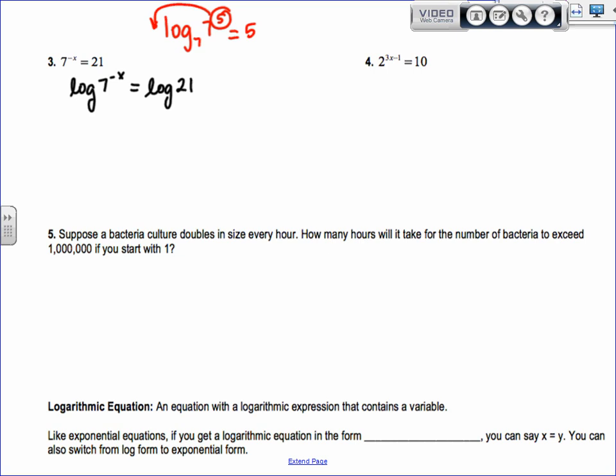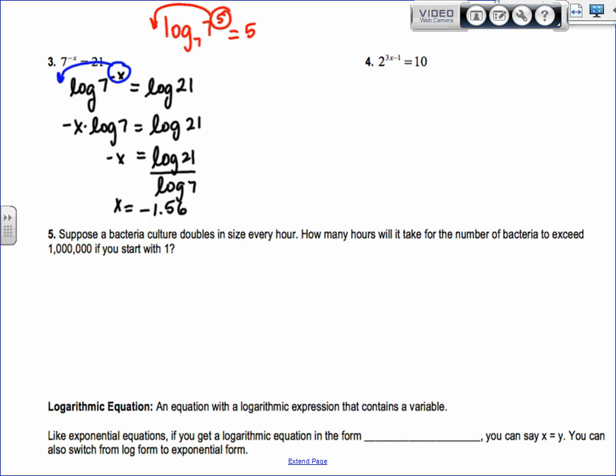So let's just take our regular log. We're going to pull the negative x to the front. We're going to get negative x times log of 7 equals log of 21. We're going to divide, so log of 21 over log of 7 equals negative x. So I'm going to go ahead and find that. So I get x equals log of 21 divided by log of 7. Try this along with me. So you get negative 1.565 when I divide my negative over.